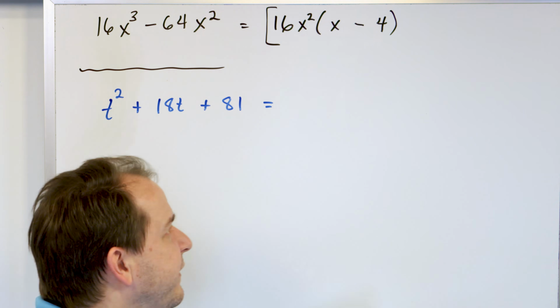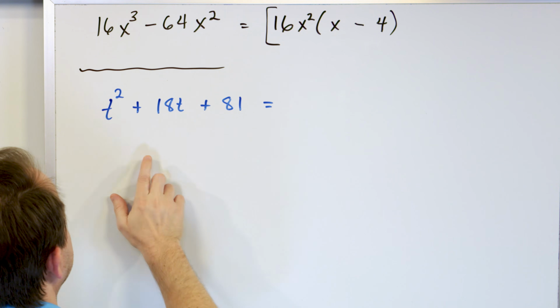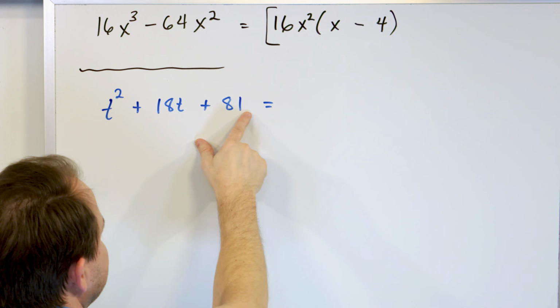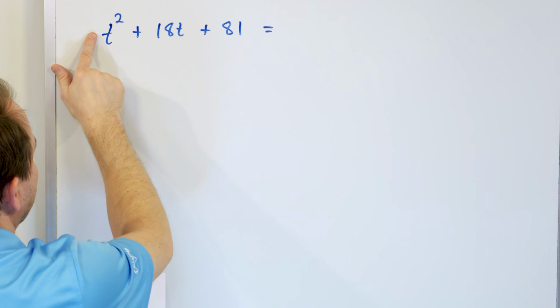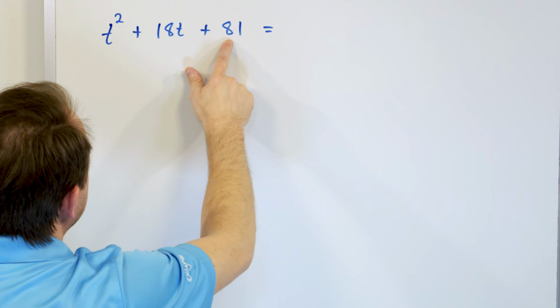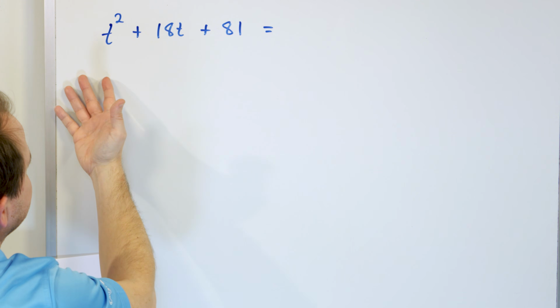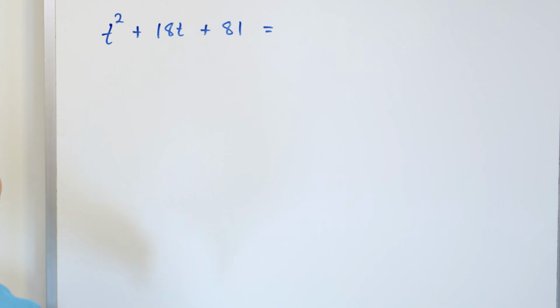So the first thing you do is you say, let me pull out any common terms. T squared, t, no t at all, means I cannot pull any t's out. Just the numbers 18 and 81. There's nothing I can pull out other than 1, and that's not going to help me. So really, I can't pull anything out. So it looks like, basically, you can't factor it at all.